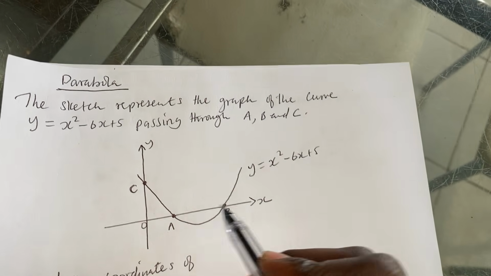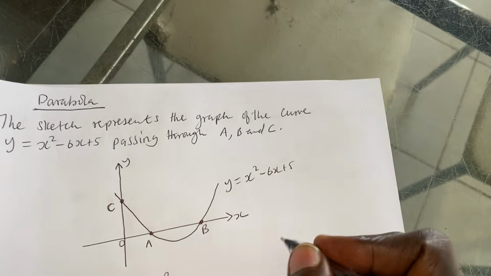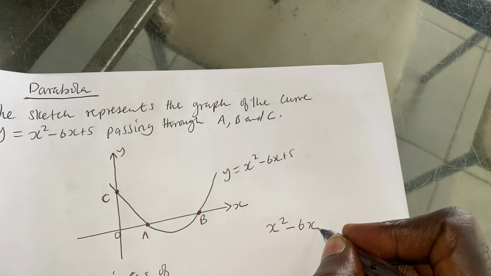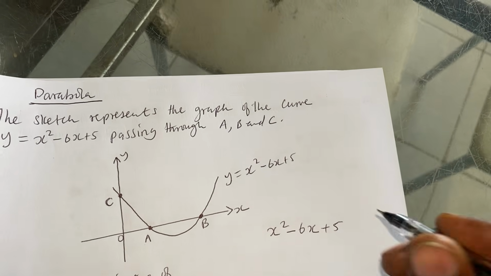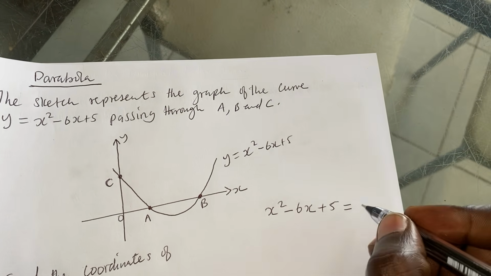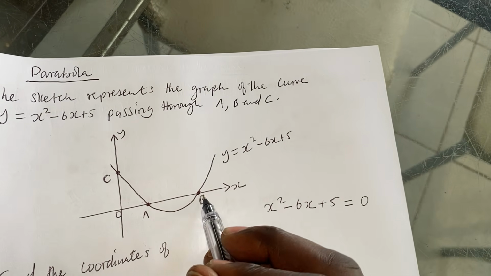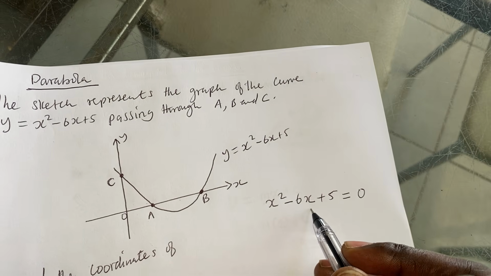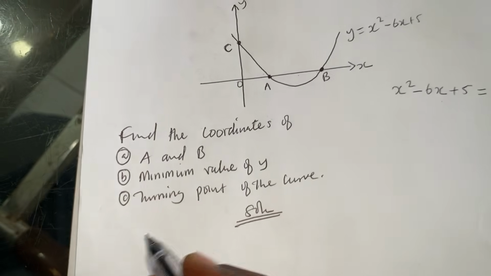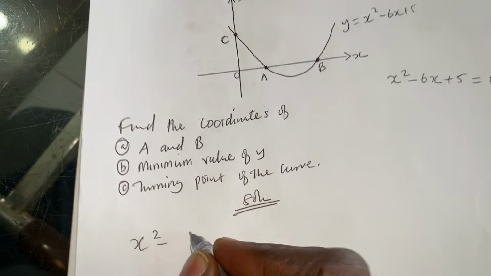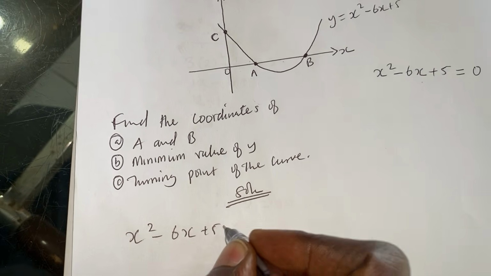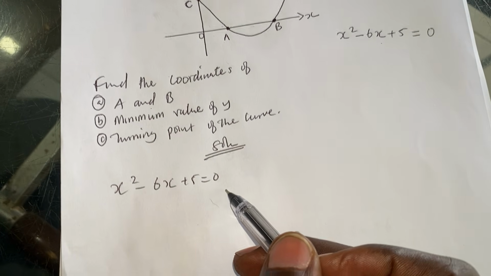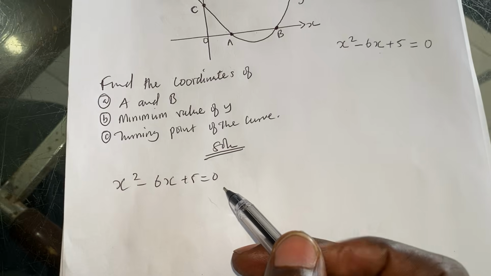Since at points A and B the value of y is 0, x squared minus 6x plus 5 should be equal to what? Should be equal to 0, because at these two points, y is equal to 0. So when y is equal to 0, what will be the value of x? Let me bring it here. We have x squared minus 6x plus 5 is equal to 0. Then this is the quadratic equation, so we are going to factorize this.